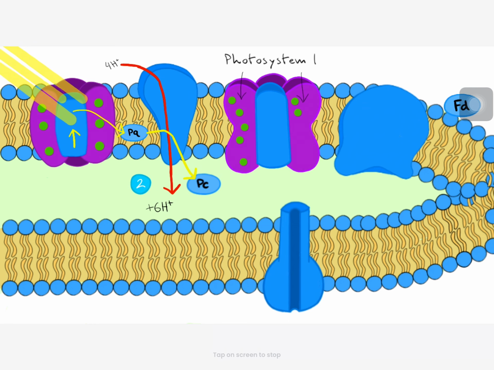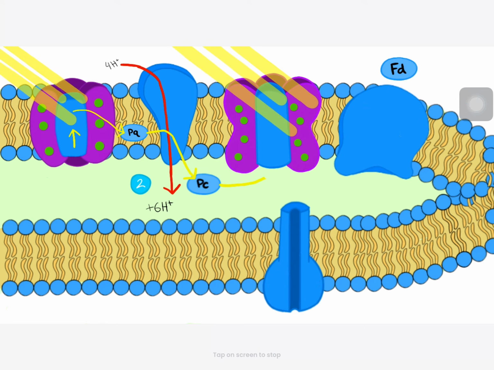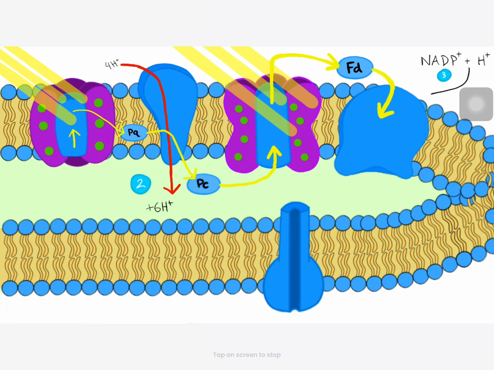Photosystem 1 is the second photosystem located in the thylakoid, which utilizes light energy to transfer the electrons from the ferredoxin on the stromal side of the membrane to transfer it to the NADP+ reductase. NADP+ reductase catalyzes the conversion of NADP+ to NADPH, which is then used in the Krebs cycle.